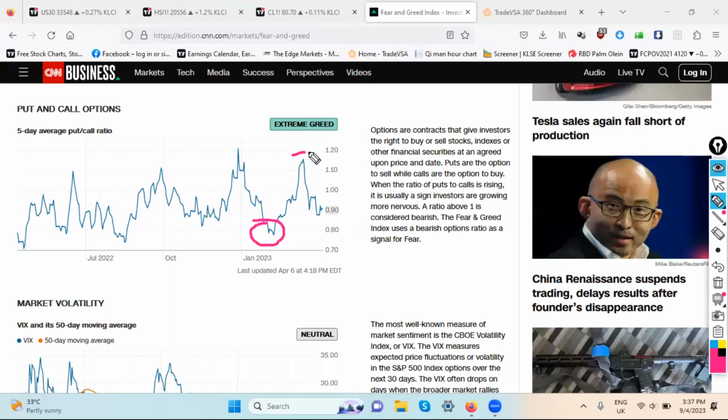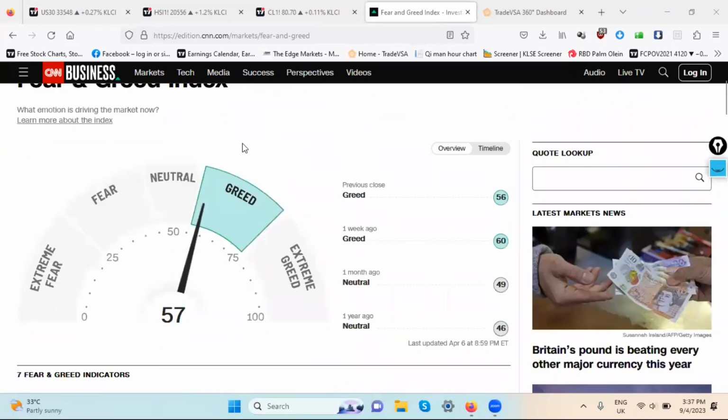Okay, so when you are above one, that means a lot of people are on short positions. Okay, sure, then the good news will come. So that's why, when it comes to here, it's actually just in the middle. Okay. And I think things might go sideways.